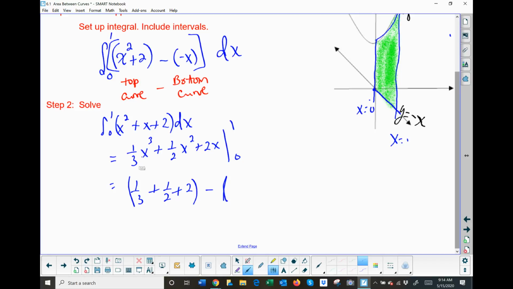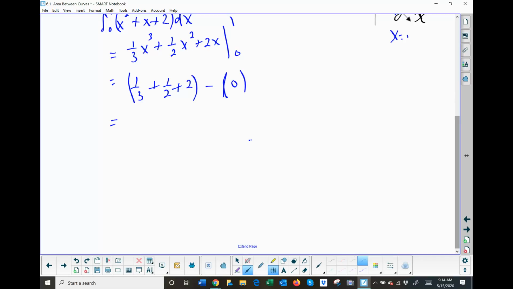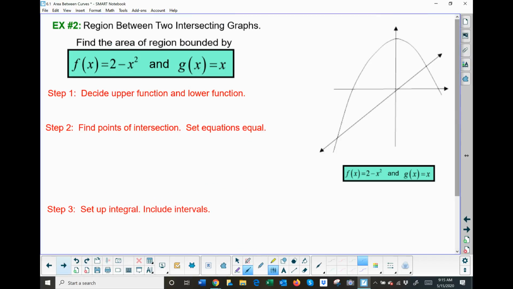Play through it. I'd have a 0 plus a 0 plus a 0. In this case, yes, putting the 0 value into the function made it go to 0. Now I think I'm going to go to sixths and make like denominators. So I'd have 2/6 plus 3/6 plus 12/6 for a grand total of 17/6. And of course, it would be units squared since we're talking area. So there's example 1. Not that difficult to do these, especially the ones we're focusing on today.